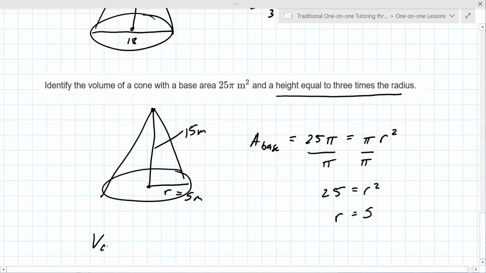Now, like you said, the volume of a cone is 1/3 pi r squared h. So you have those values. You have a radius of 5 and a height of 15. Give me your answer rounded to 1 decimal place, please. $392.7. Perfect. All right, any questions on that? Nope. All right, very good.